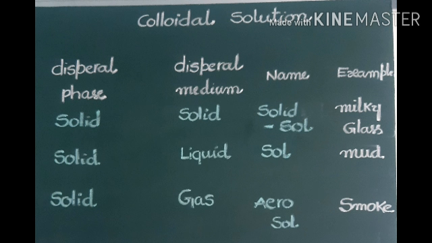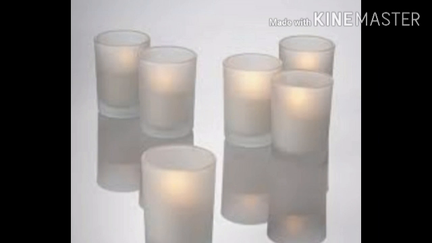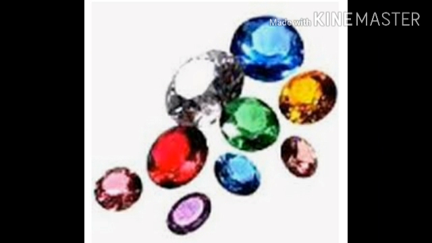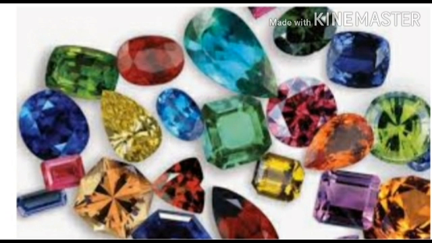First, we have to carefully observe the first example: dispersed phase solid and dispersion medium solid, and type of colloidal substance is solid sol, and the example is milky glass. See the visuals. Milky glass is the best example of solid sol. Solid sol. Dispersed phase is solid, dispersion medium is solid. And the second example, colored gemstone.